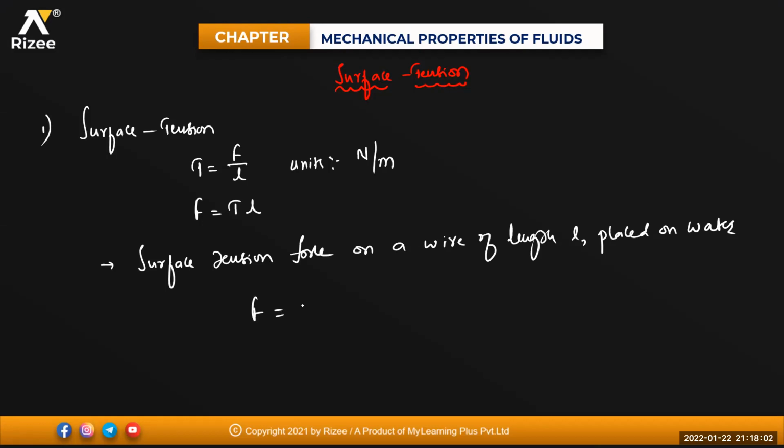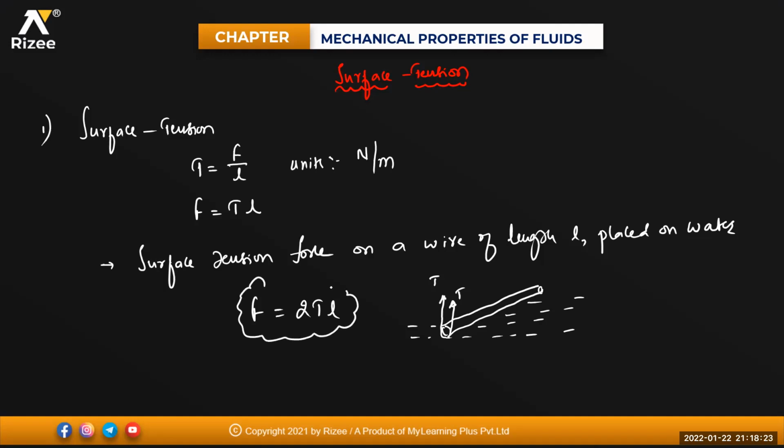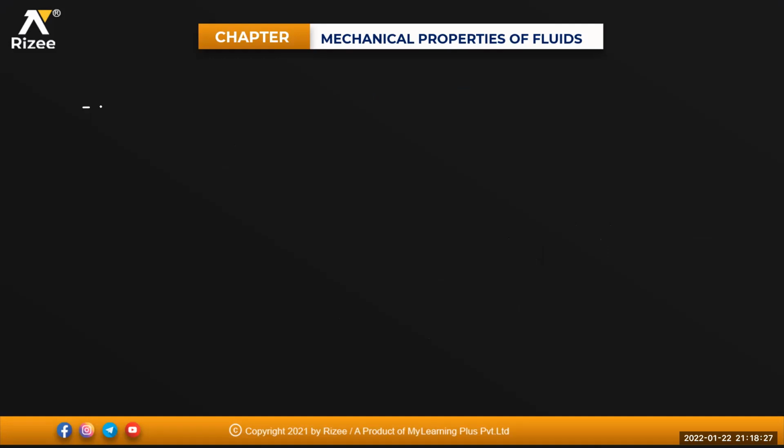F will be equal to 2T into L, because when this wire is being kept on water like this, on this side there will be a surface tension T, and from the other side there is a surface tension T. So this one is exerting the surface tension force in the upward direction. So that is the reason we are getting here 2, beta. So F is equal to 2T into L. Clear?